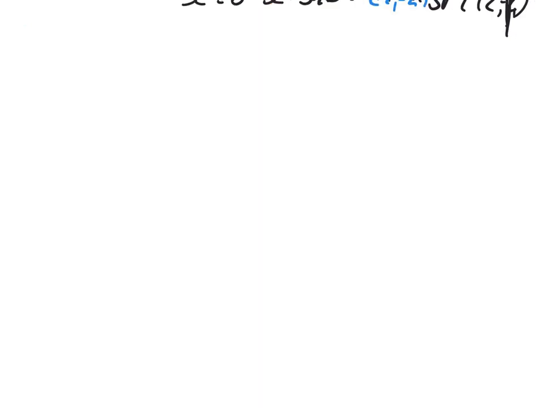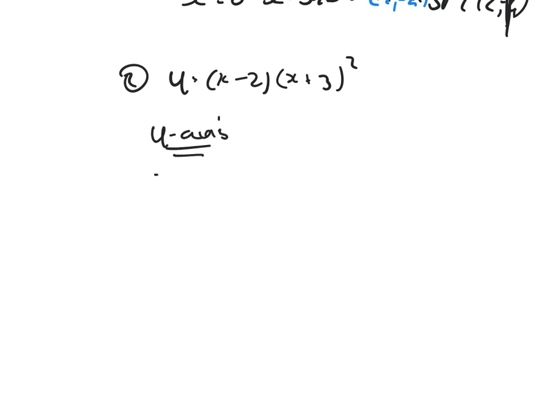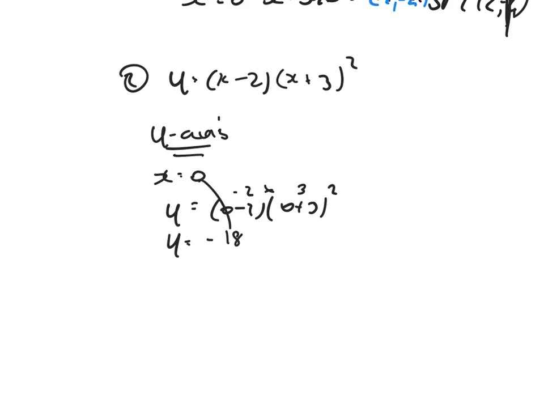We're going to sketch the curve of y equals x minus 2 bracket x plus 3 all squared. Okay, first thing, let's check the y-axis by making x equal to 0. That'll be y equals 0 minus 2 bracket 0 plus 3 all squared. Okay, so 0 minus 2 is minus 2, multiplied by 0 plus 3 is 3, 3 squared is 9, so 9 times minus 2 is minus 18. Okay, so the point then is 0, minus 18.